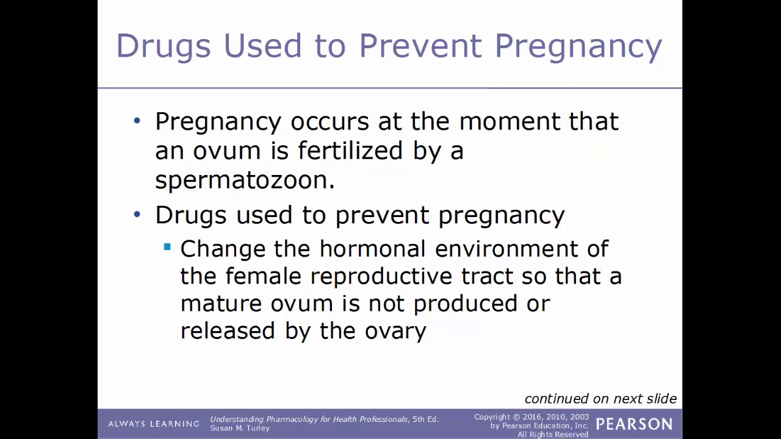First, we'll start this chapter with drugs that are used to prevent pregnancy. Now, pregnancy occurs at the moment that an ovum is fertilized by a spermatozoon. There are several different drugs that are used to prevent pregnancy. Some act because they change the hormonal environment of the female reproductive tract so that a mature ovum is not produced or not released by the ovary.